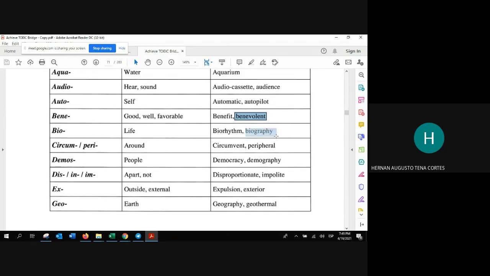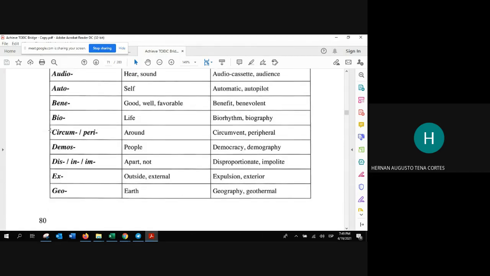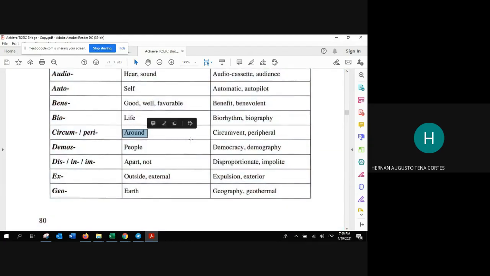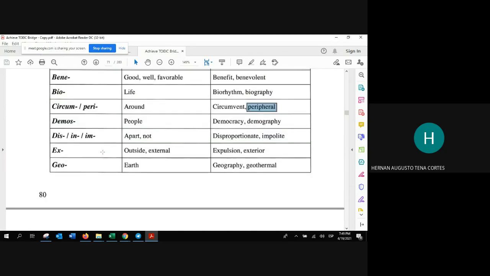Y la palabra biography me encanta porque vemos que es el estudio de la vida, right? So biology, it's beautiful. All right. Circum or peri means around. Around. For example, circumvent. Peripheral. We have this for vision, right? Peripheral vision. Demos means people. Democracy. Demography.